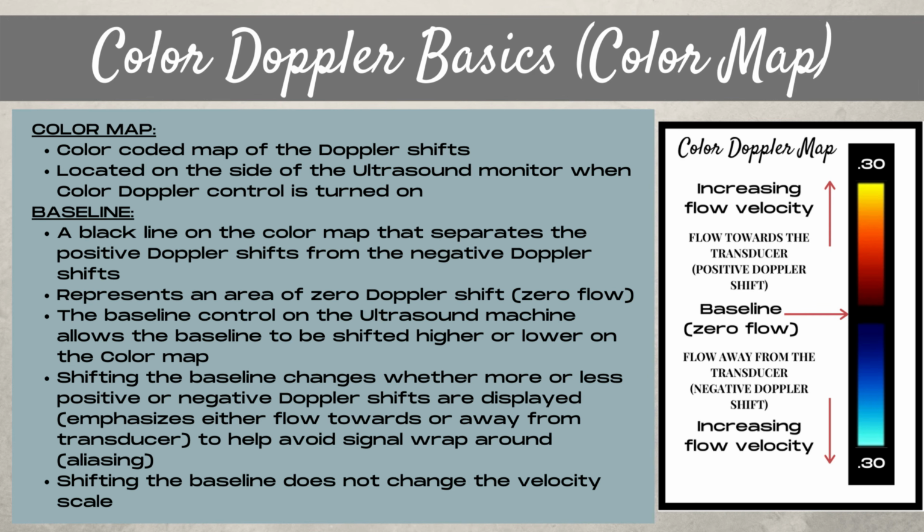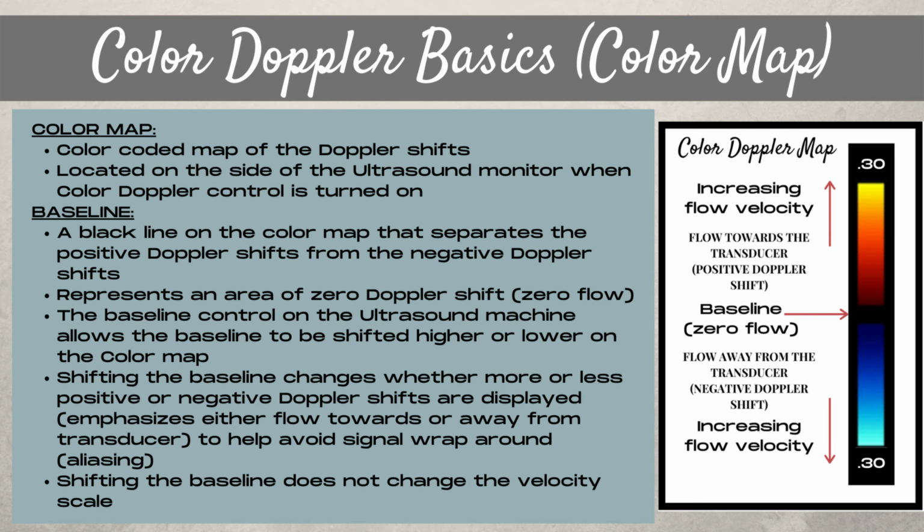Now let's move on to some color Doppler basics. With color Doppler, you have what's called a color map. And this is a color-coded map of the Doppler shifts. And this is located on the side of the ultrasound monitor when the color Doppler control is turned on. And on this color map, you have a baseline. And this is a black line on the color map that separates the positive Doppler shifts from the negative Doppler shifts. And this represents an area of zero flow or zero Doppler shift.